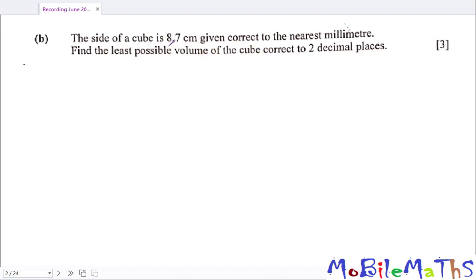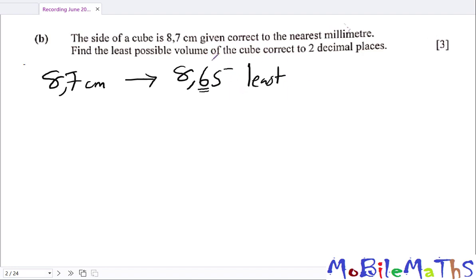So least, we have to check which number is the least possible for 8.7 when we rounded it off to the nearest millimeter. So you find out 8.7 centimeters, the least possible number we can have is 8.65. If I have 8.65, I'll round this 6 to be a 7. So this is the least possible value for our side of the cube. If we were looking for maximum, I'll have like 8.7, then I can have a 4 here, because when rounding off, I'll still get 8.7. So this will be the maximum.